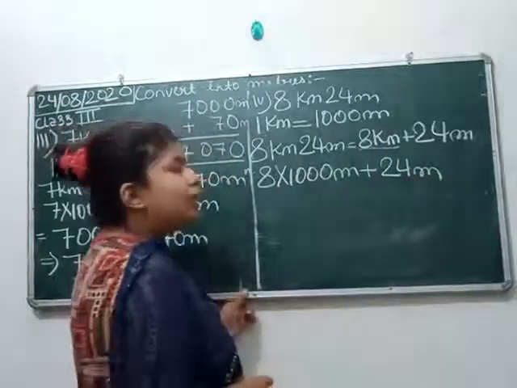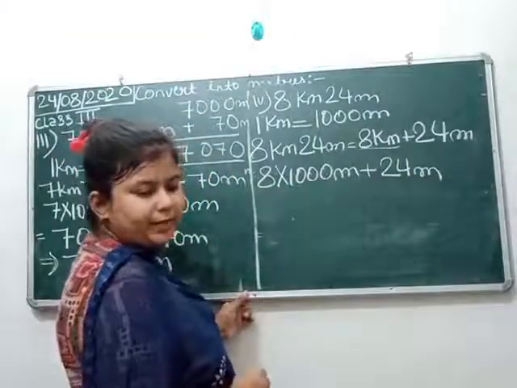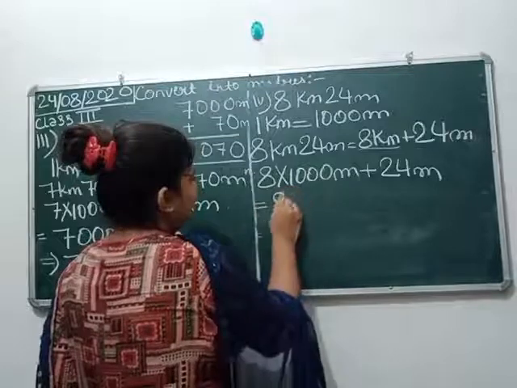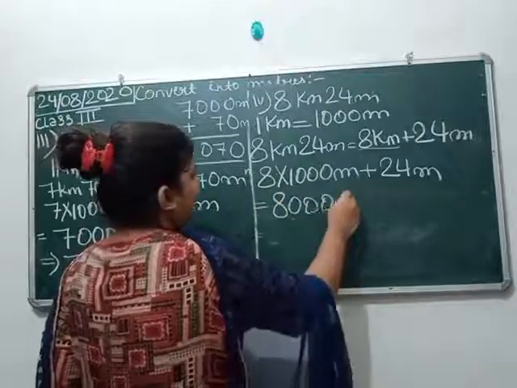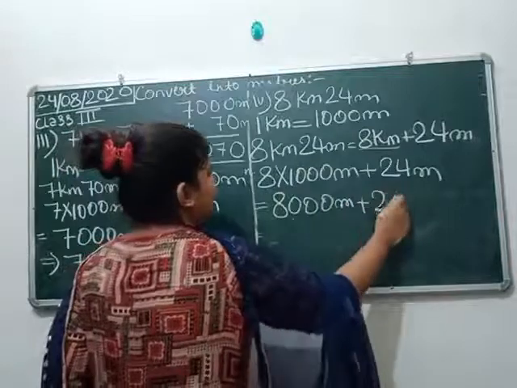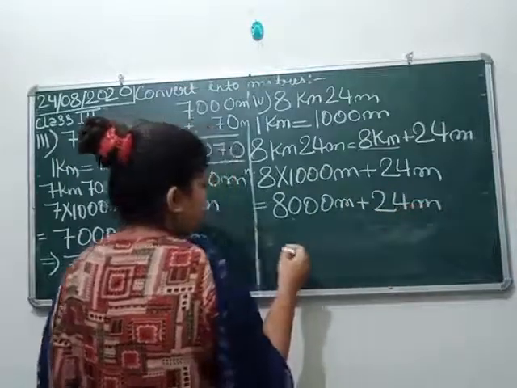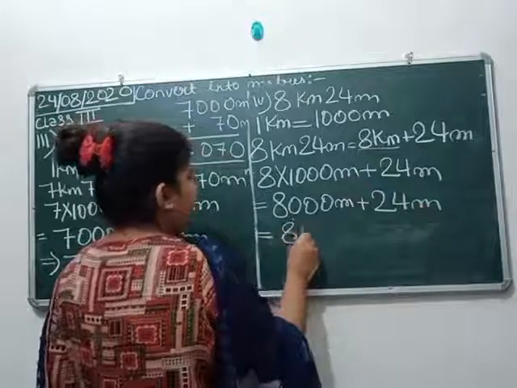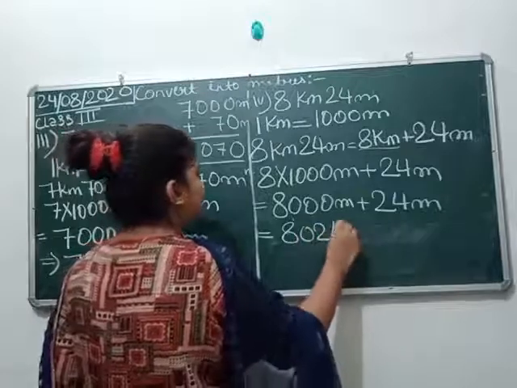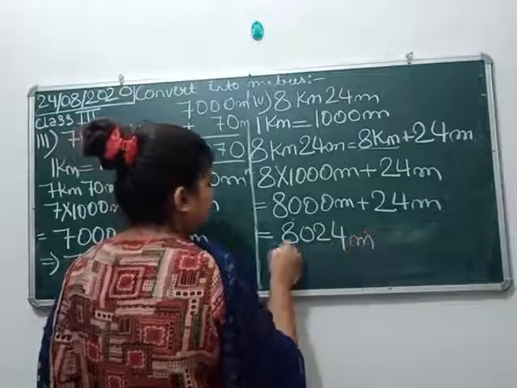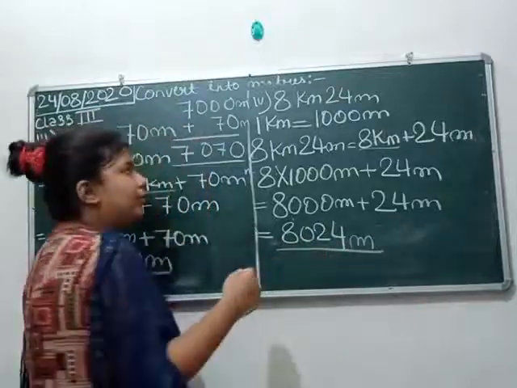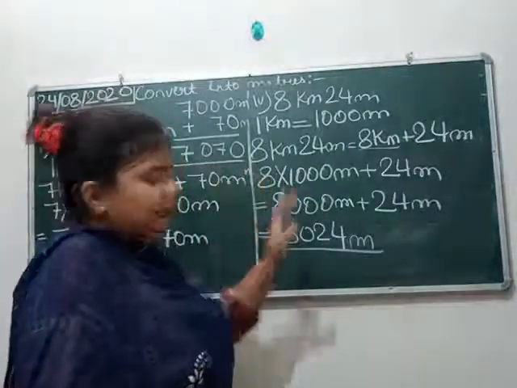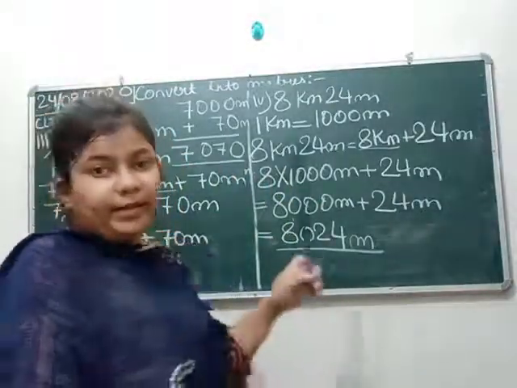8 into 1000 meter plus 24 meter. Now 8 into 1000 meter we will get 8000 meter plus 24 meter, and it will give us 8024 meters. Okay, now all the things are same here as we have done in this question.